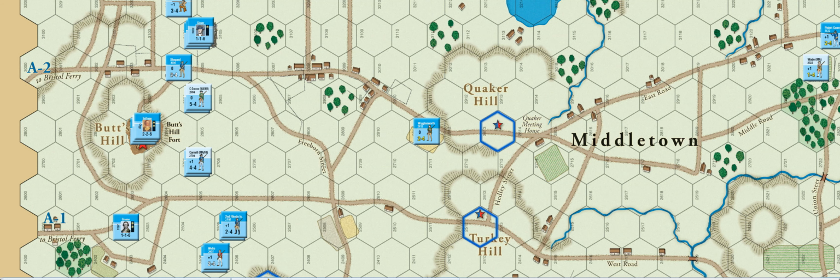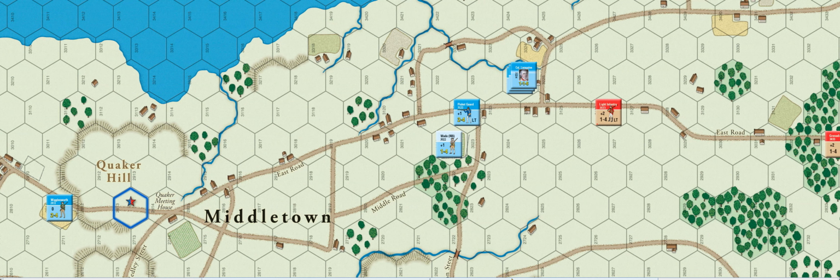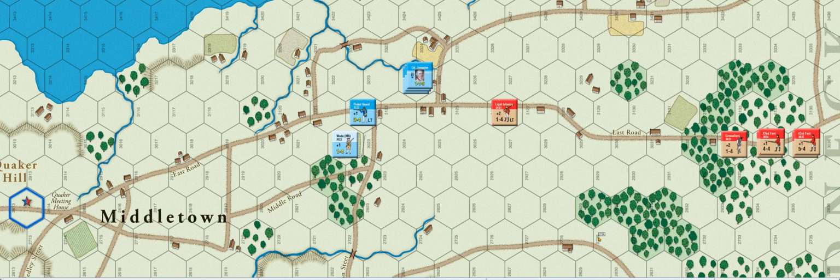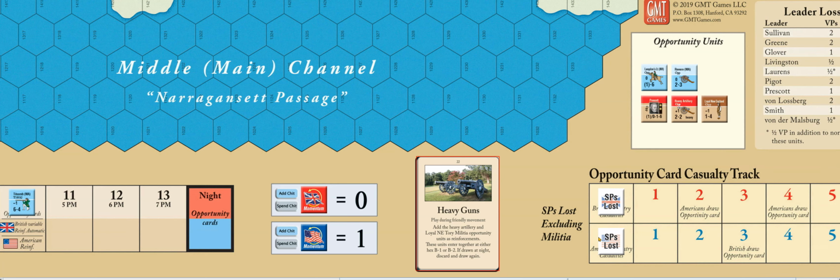Okay, well, having reminded me about cards, I have a card I wish to play, and this is voluntary on my part. It's not required that I play it now, but I'm going to. If you look at the bottom of the map, you can see that I've played it to the map board. It's called Heavy Guns. It's my friendly movement phase, so I'm entitled to play this card now. I get to add heavy artillery and loyalist Tory militia from the opportunity box to my counter mix as reinforcements. These units enter together at either entry hex B1 or B2. If this was the night turn, I would discard and draw again.